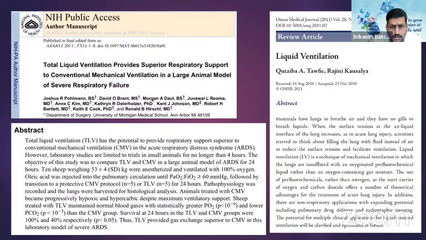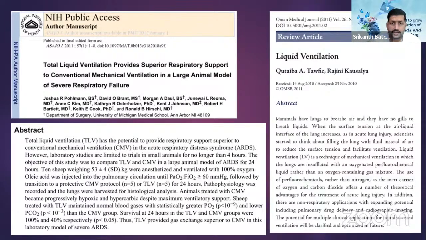Because these are dense fluids and they have a high coefficient gradient, they have to be driven by a machine. So you cannot normally do that. So how did they do that in the early past? Actually, this concept of liquid ventilation has been in study since 1962. That dates back 60 years earlier.